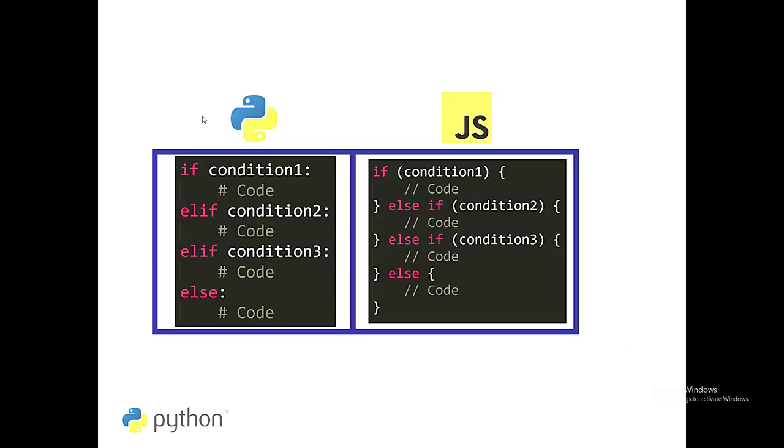This is a Python condition. You know this tab is very essential. I always tell you four spaces for a tab. This is a colon. Elif, and the last one should be else. Here it is else if. This is, I think, pretty intelligent. Else if doesn't carry so much intelligence, but elif means there must be an else at last. So this is Python code.